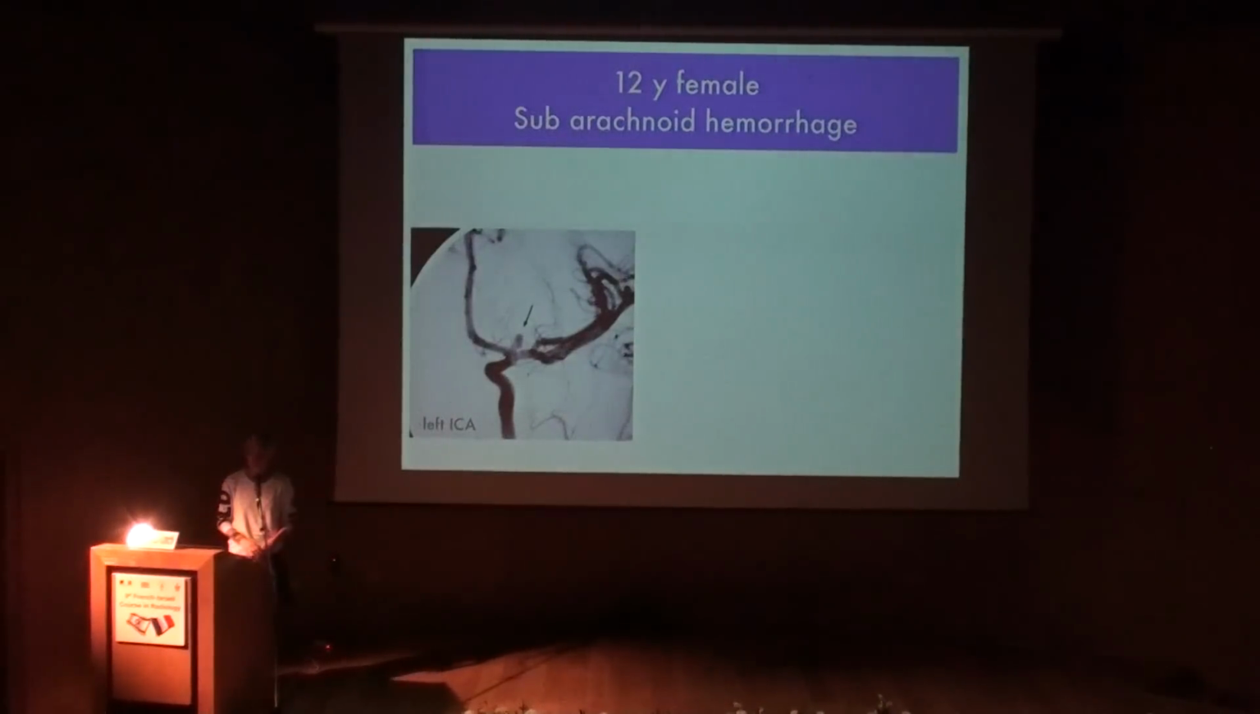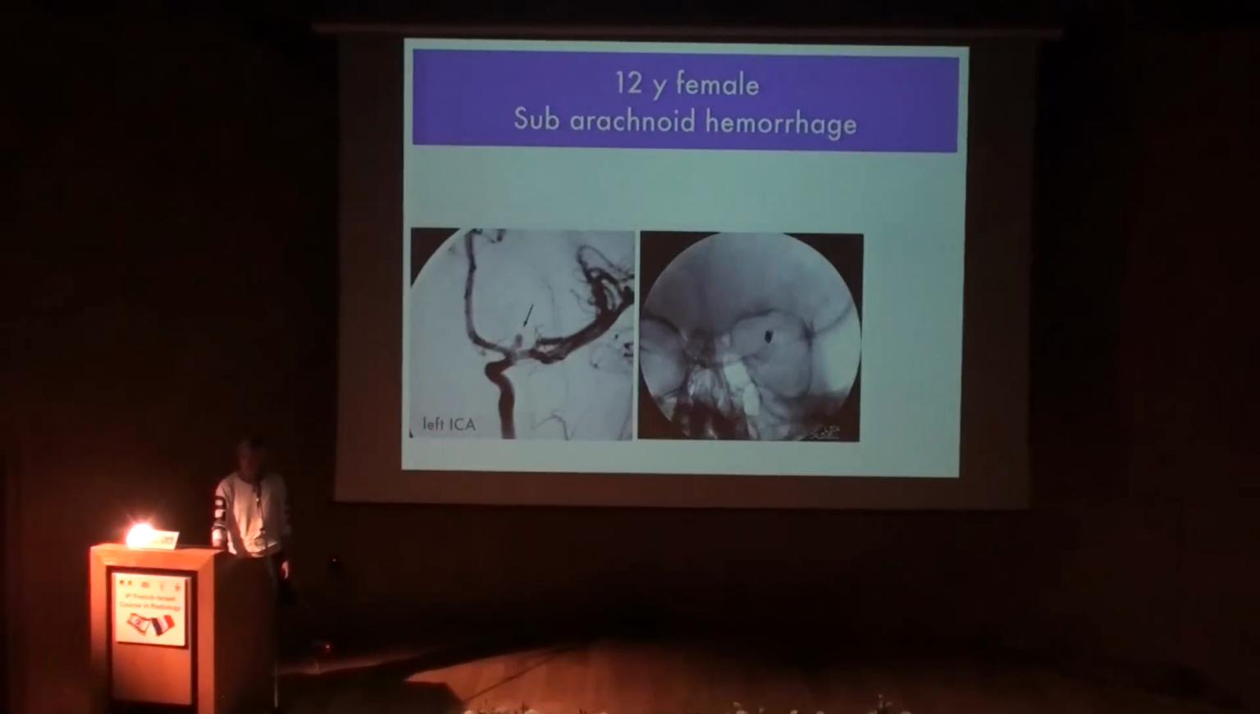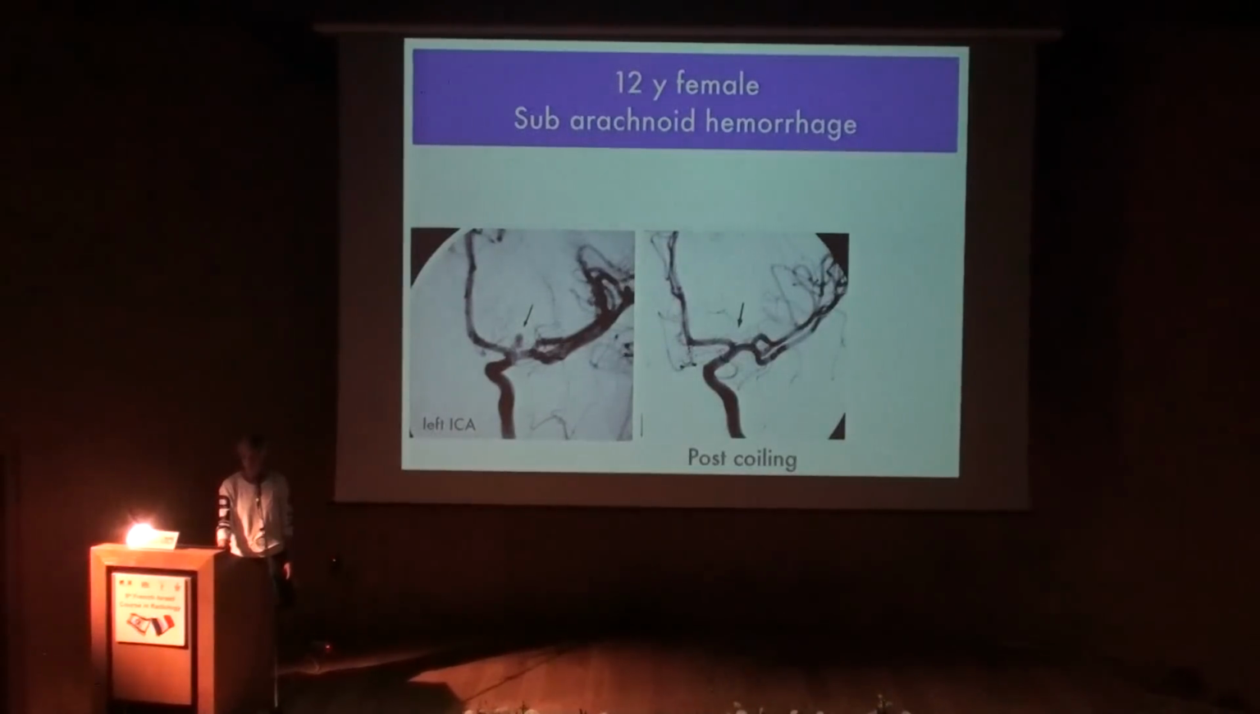So, an example of a 20-year-old girl with a subarachnoid hemorrhage, and she had this carotid bifurcation aneurysm. She was treated with coiling. You can see the coiling mass in the aneurysm, and this is the angiogram post-procedure. You see the aneurysm is gone. This is the same as in the adults.